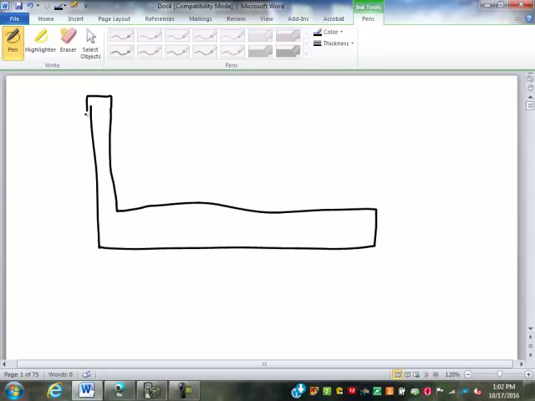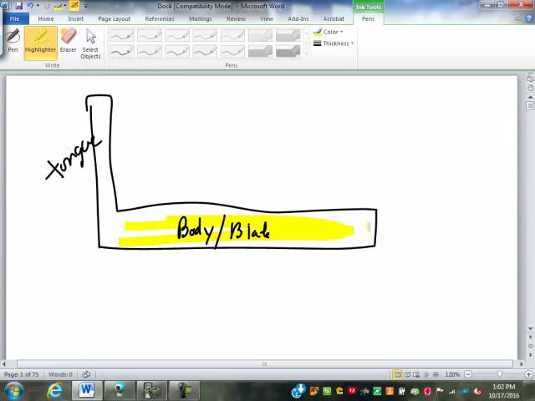Your framing square has two pieces on it. So this is called the body, or sometimes called the blade of the framing square. And this up here is called the tongue. And most of our useful information is down here on the body.